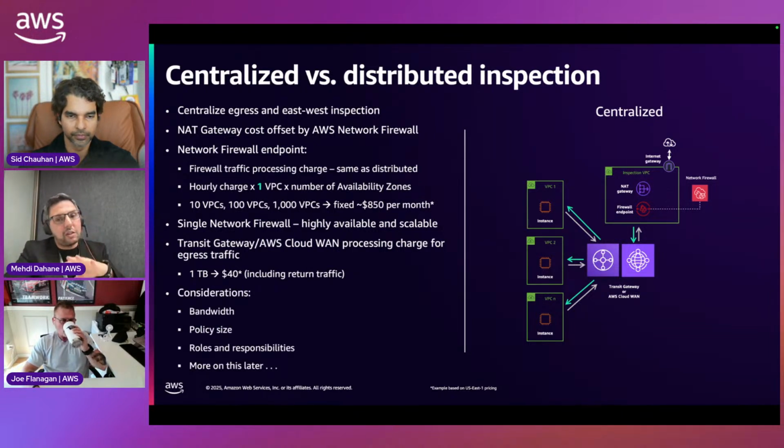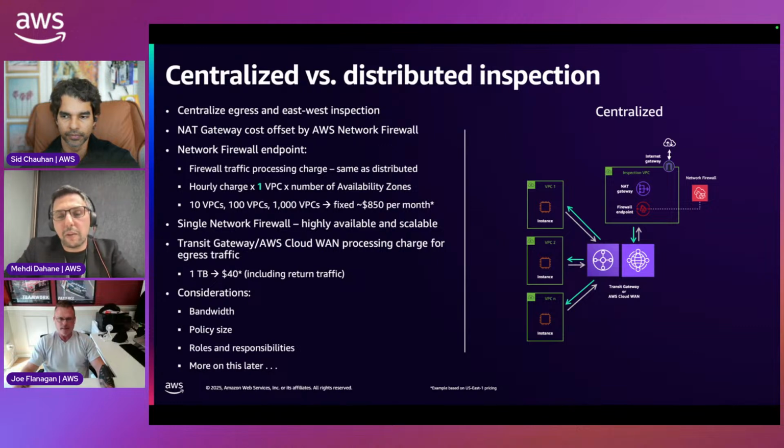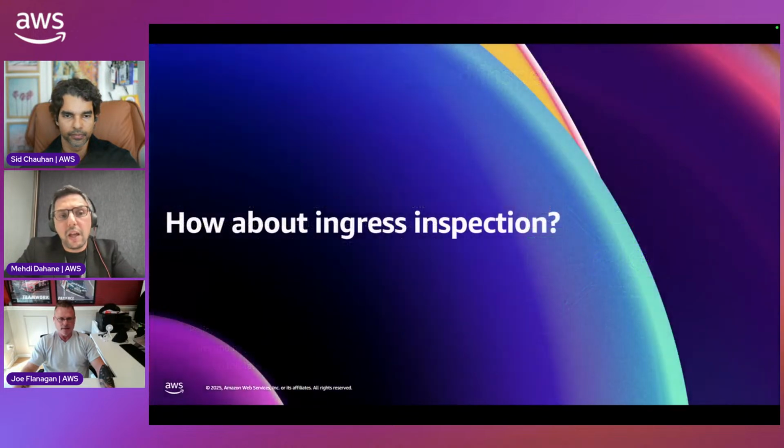However, centralization brings some other considerations, including bandwidth, because at the end of the day, we're putting a lot of traffic through that single VPC. The size of the policy of that firewall, and then roles and responsibilities as well. We're going to talk about this in a bit. Now I mentioned we're going to talk about ingress.